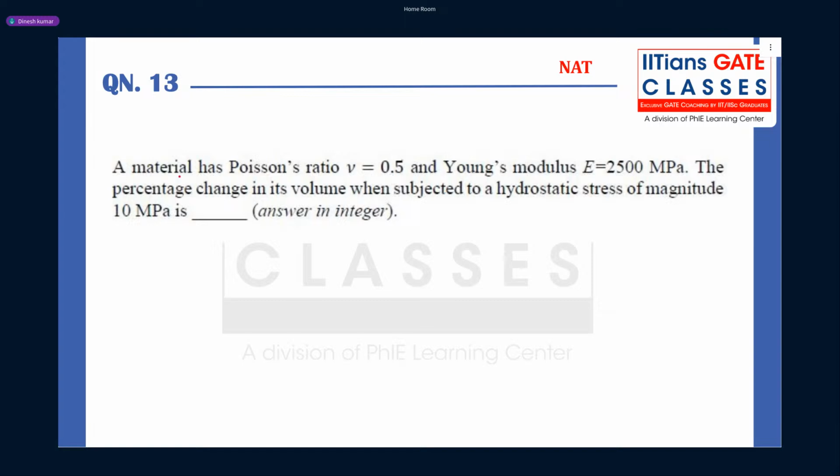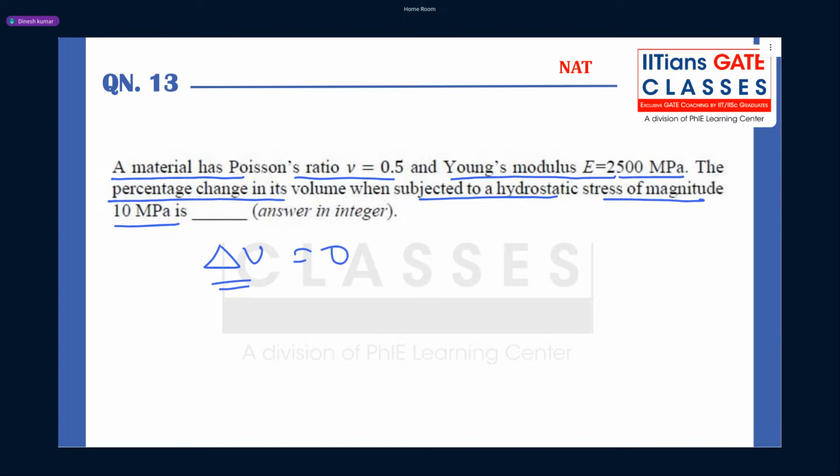What it says: a material has Poisson's ratio nu equal to 0.5 and Young's modulus E equal to 2500 megapascal. What is the percentage change in its volume when subjected to a hydrostatic stress of magnitude 10 megapascal? I told guys prior also, we will not solve this question, we can answer directly. What will be the percentage change in volume? Delta V will be 0 here. Why is it 0? Because they have given nu equal to 0.5.